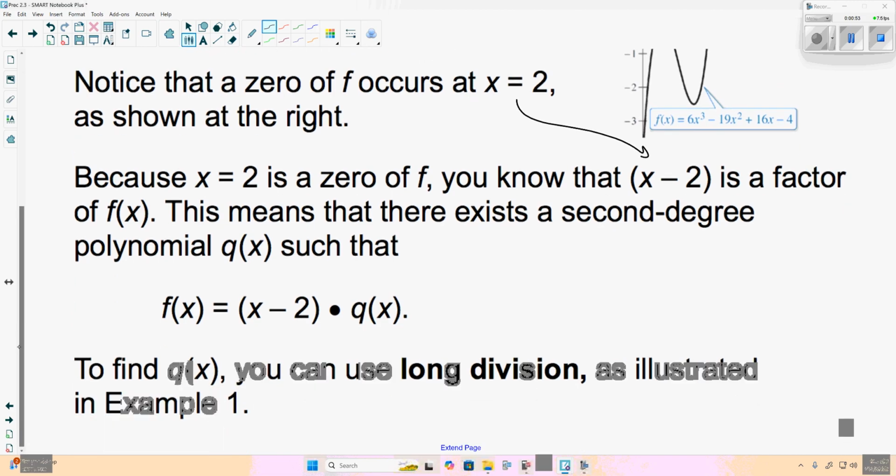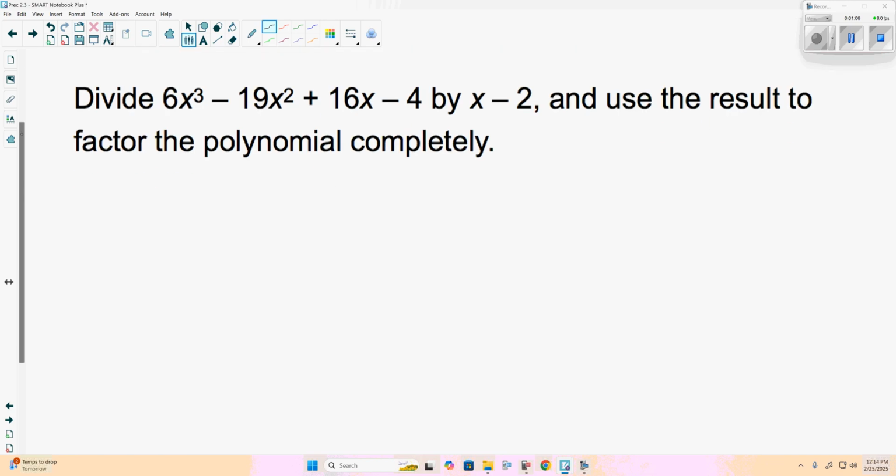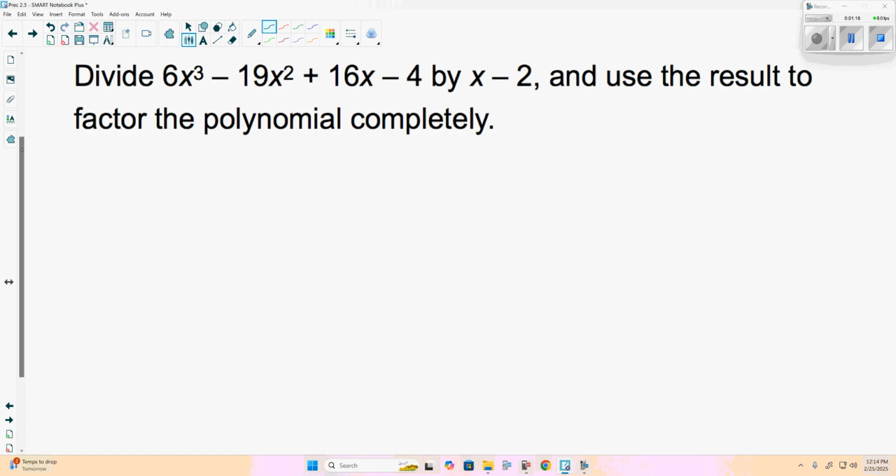That means there exists a second degree polynomial function q of x such that x minus 2 times that will give us our original equation. Essentially, all this is saying is that if we know what one of the factors is, one of the solutions, we can use it with division to find the rest. So if we wanted to divide 6x cubed minus 19x squared plus 16x minus 4 by x minus 2, we can find our other solutions.